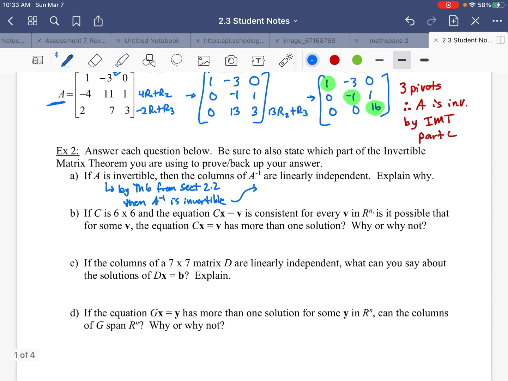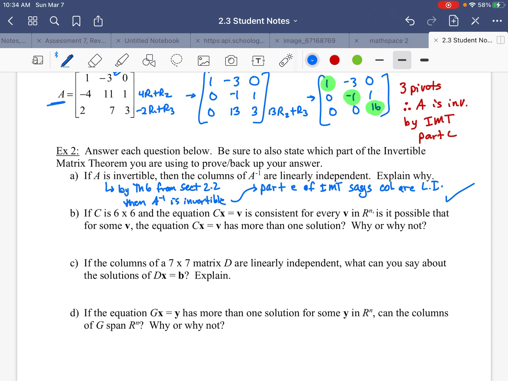So once A is invertible, then we can say that part E of the invertible matrix theorem says the columns are linearly independent. Okay, so we say yes to that. All right, so letter B.